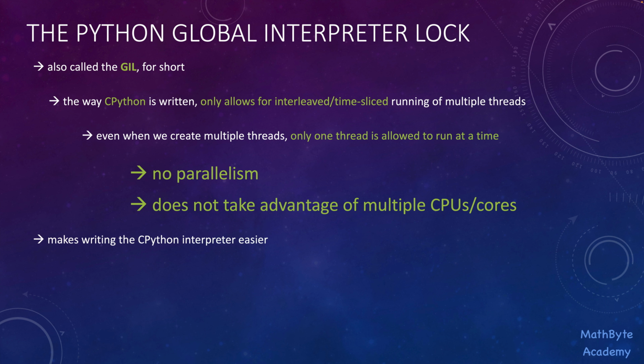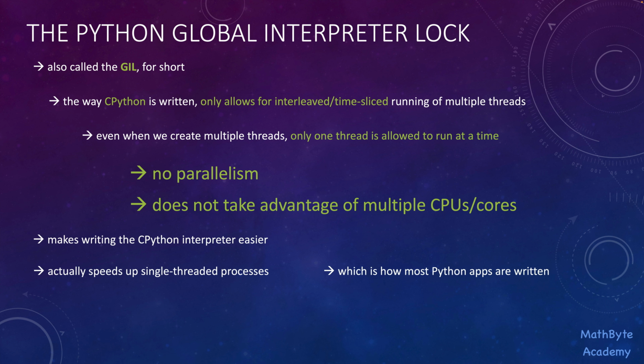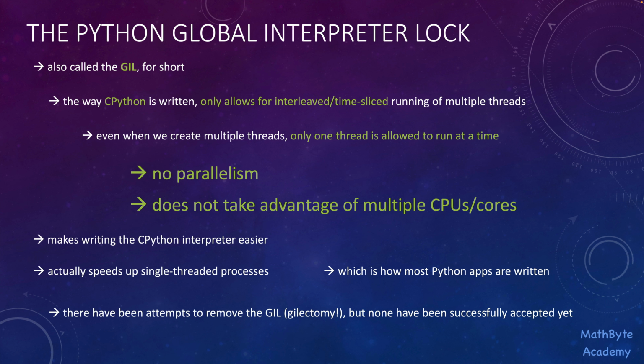Now, why was it done? Well, it makes writing the CPython interpreter itself easier. It actually speeds up single-threaded processes, which is how most Python apps are written. Most of the Python apps that we write, we're not using multi-threading. We're just writing regular Python apps. There's no multi-threading, nothing.